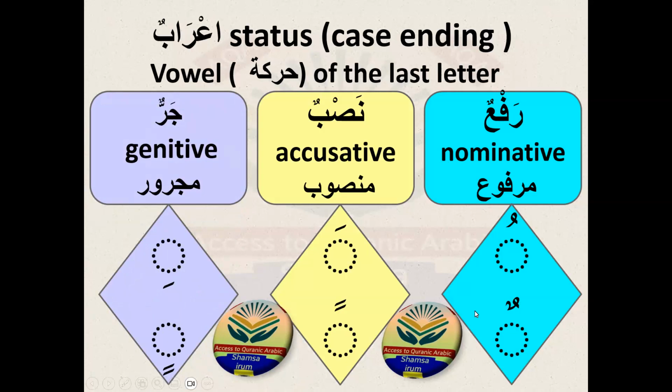Rafa means the word will finish on the dhamma. And the nasab means the word will finish on the fatha. And jar means the word will finish on the kasra. And I will repeat again, it can be either a single haraka or it can be a double haraka. It can be both of any one of them. Okay, now I will give you the chart for it.